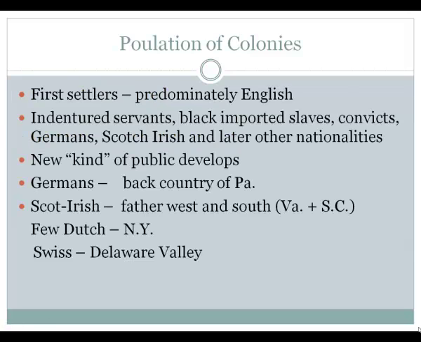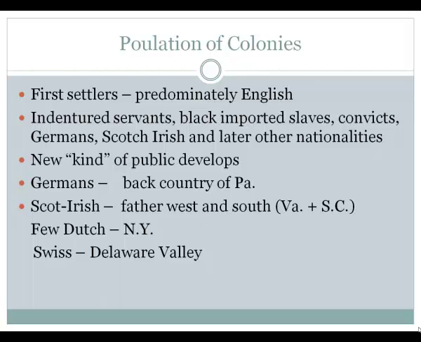The population of the colonies is changing, whereas the first settlers had been predominantly English in both the Massachusetts area as well as the Chesapeake area. Now we're starting to see not just indentured service, but black imported slaves and convicts and Germans and Scots-Irish and later on other nationalities. And we've got a new kind of public developing. We're no longer English. We don't speak with an English accent. Most of the people who live in the colonies by this time have never even been to England.